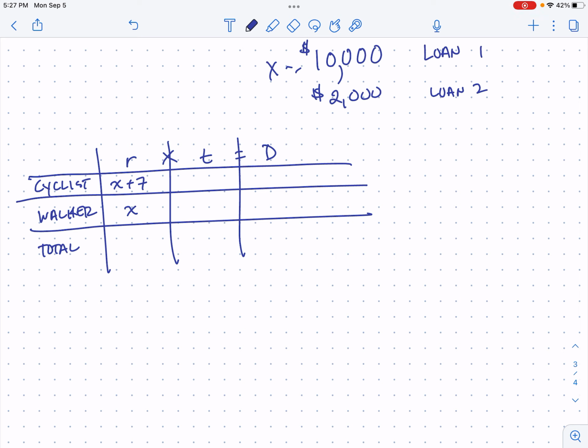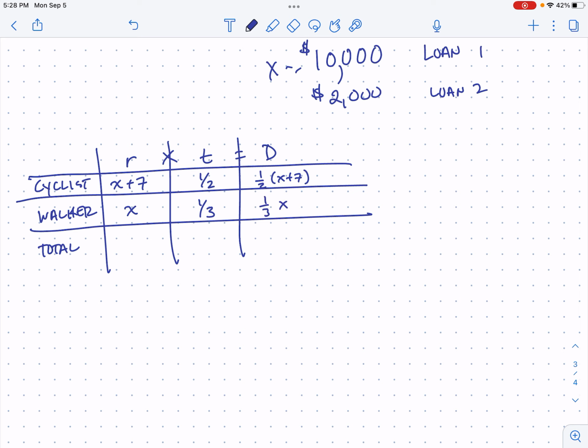She rides for a half an hour. He rides for a third of an hour. I'm actually going to use fractions there because a third is not a terminating decimal. And we multiply across. So I get 1/2 times (x plus 7). When I multiply across there, I get 1/3 of x here.